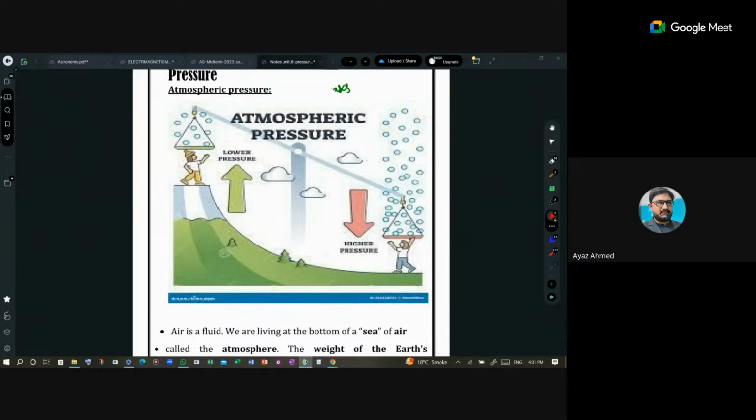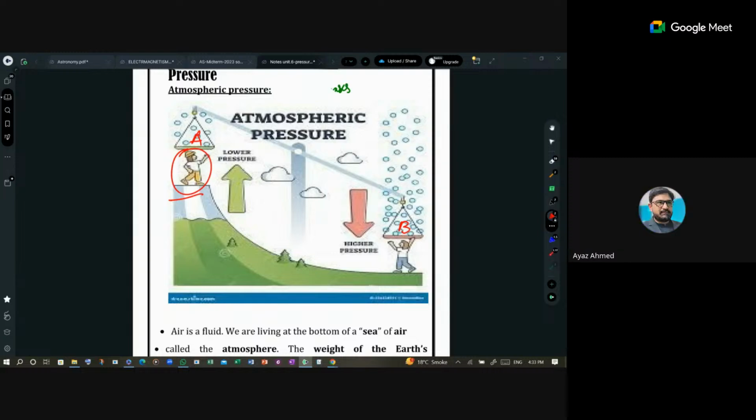So here, what do you think? What pressure does person A have as compared to that of person B? Does it have less pressure or more pressure? Person A has less pressure. Yes, the pressure of A is less, because A is at a height. So when we have more altitude, pressure increases. Sorry, pressure decreases. Okay, you got it?